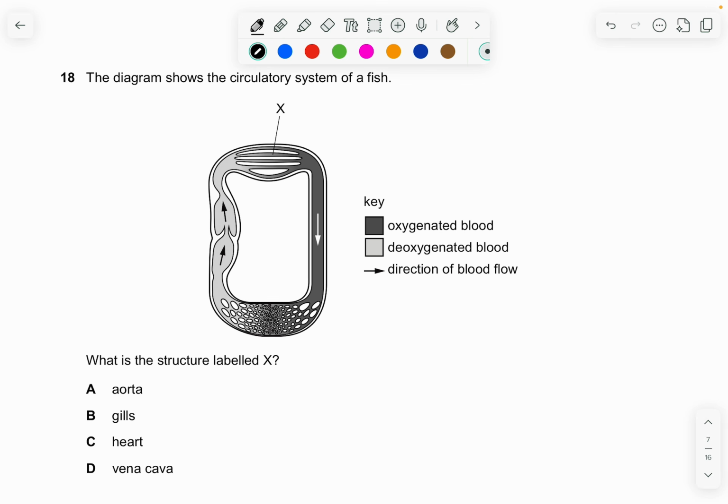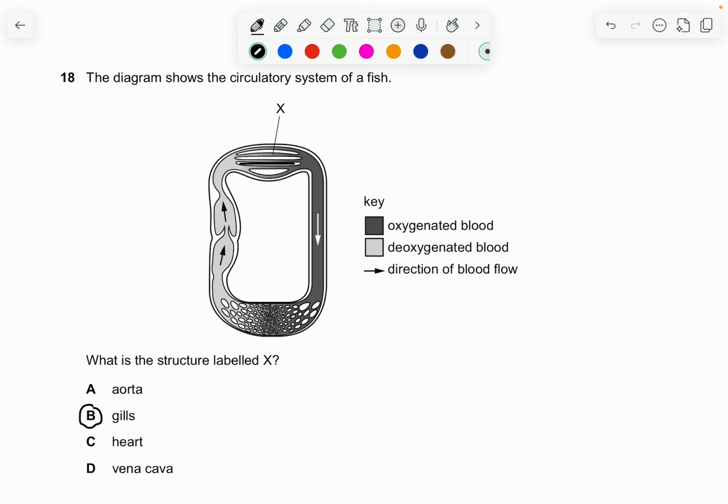Question 18. The diagram shows a circulatory system of a fish. They're asking what is the structure labeled X. So this one you may need a little bit of understanding, but I feel like it's a little bit challenging too. So we can rule out certain things: this actually looks like a straight line, and honestly we do not have anything that looks like a straight line in terms of the vascular system, especially placed in this way. So to me the answer would be the gills.